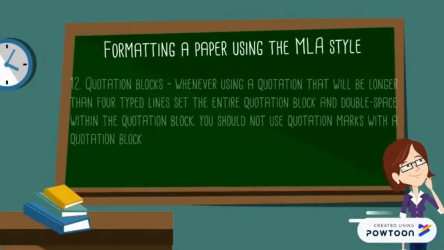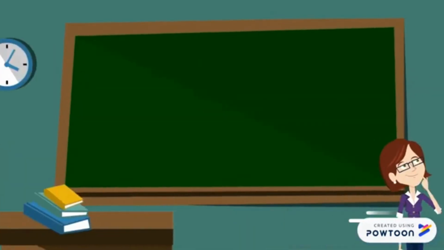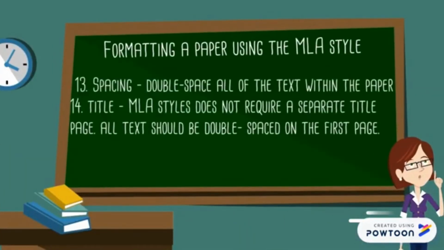Number 12. Quotation blocks. Whenever using a quotation that will be longer than 4 typed lines, set the entire quotation as a block and double space within the quotation block. You don't need to use quotation marks within a quotation block. Number 13. Spacing. Double space all of the text within the paper. Number 14. Title. MLA Style does not require a separate title page. All text should be double spaced.